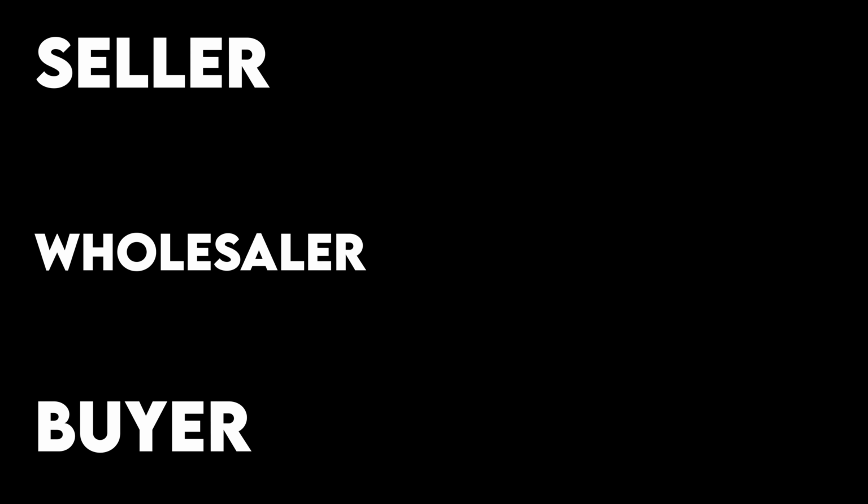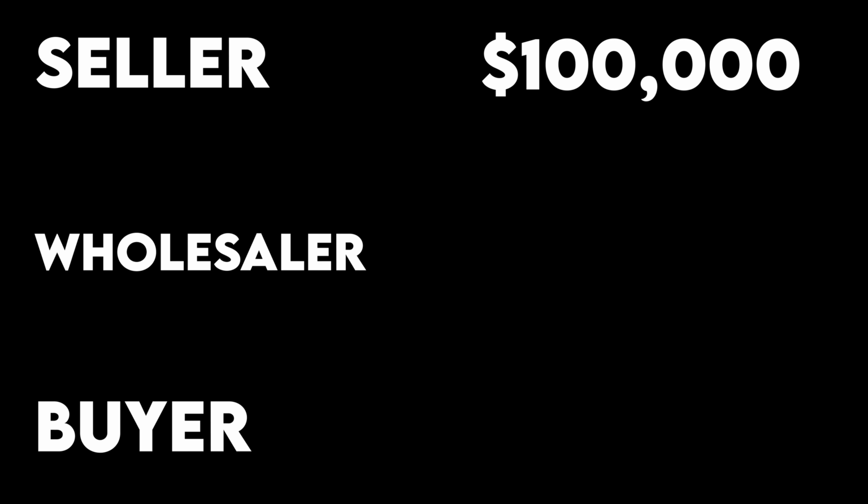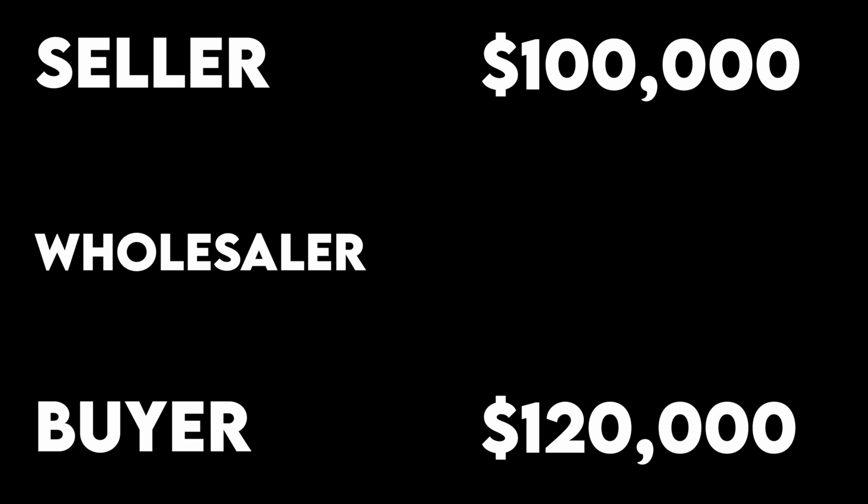Now I'm going to give you a very, very simple example of how a wholesale transaction will actually work with real numbers. Let's imagine that a wholesaler makes a purchase agreement or a contract with an owner of a property to buy a property for $100,000. Then let's say that that wholesaler finds an investor who is willing to buy that property for $120,000. The wholesaler would then create an agreement with the end buyer that the end buyer will purchase this property for $120,000.